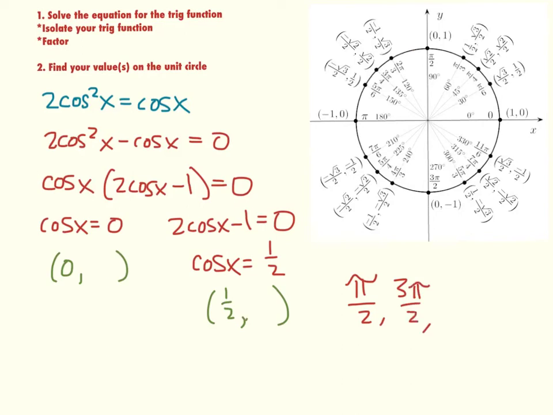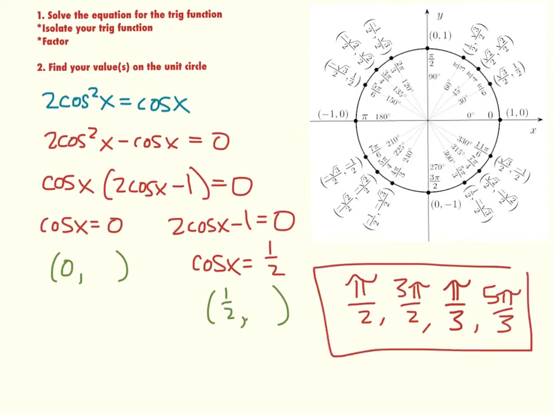And then an x-coordinate of 1/2 occurs right here. Here's my x of 1/2. That's at pi over 3. And then right here I have an x that's 1/2 at 5 pi over 3. This problem had 4 solutions, just because I was looking for any time that an x-coordinate of 1/2 or 0 occurred on the unit circle.